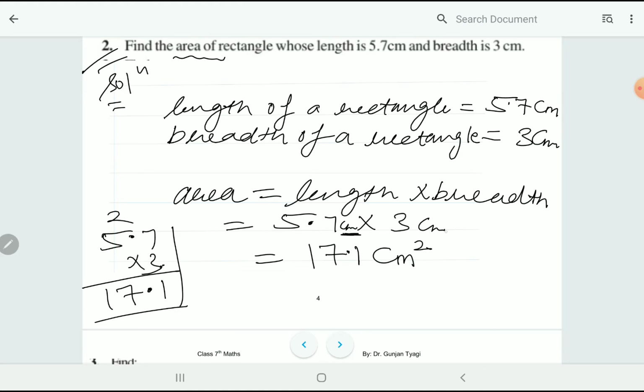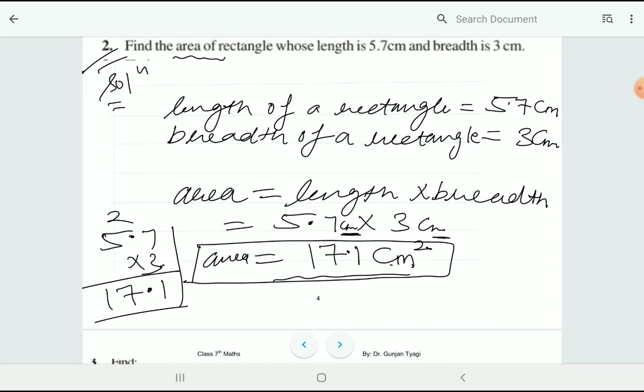1 centimeter is here and another centimeter is here. So the unit of area is centimeter square. It is very important to write the unit. So always write the unit when you write the answer. The unit of the answer just depends on the unit of the question.